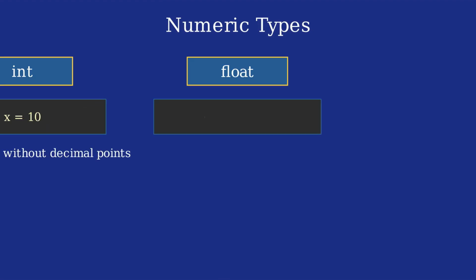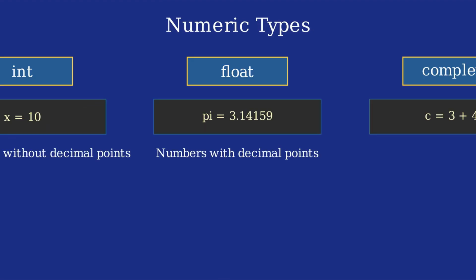Let's start with numeric types. Python has three: integers, floating point numbers, and complex numbers. Integers, or int, represent whole numbers like 10 or -5. Floating point numbers, or float, represent numbers with decimal points like 3.14159. Complex numbers have both real and imaginary parts like 3 plus 4j.